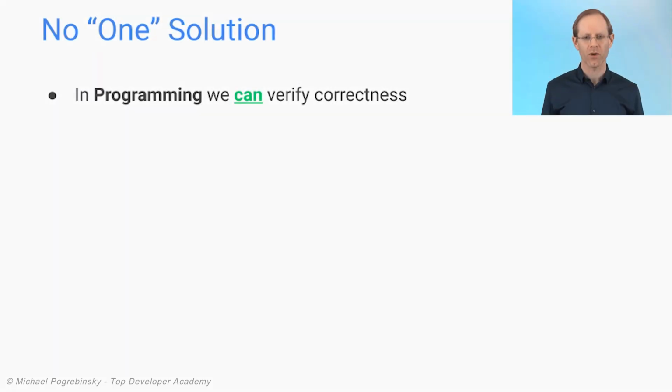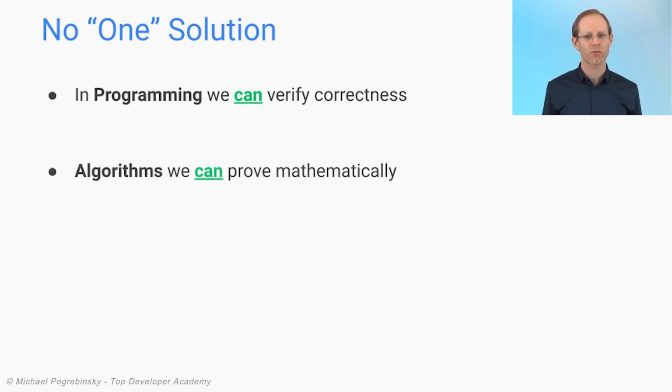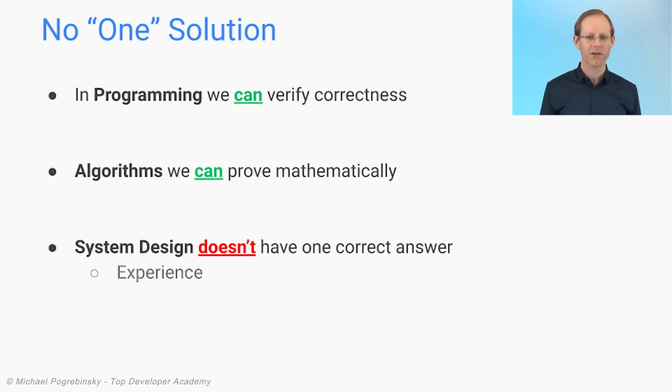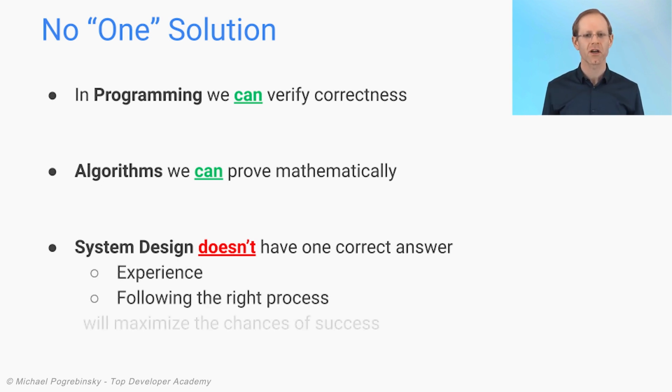Unlike in programming, for example, where we can easily verify the correctness of our solution through unit tests, or in algorithms, which we can prove to be correct and optimal mathematically, in system design, there is never one correct answer. There can be bad solutions, there can be good solutions, and there can be even better solutions. And we can also have multiple different but equally good solutions. But there's never only one obvious solution. So experience and following the right process will maximize the chances of a successful design.